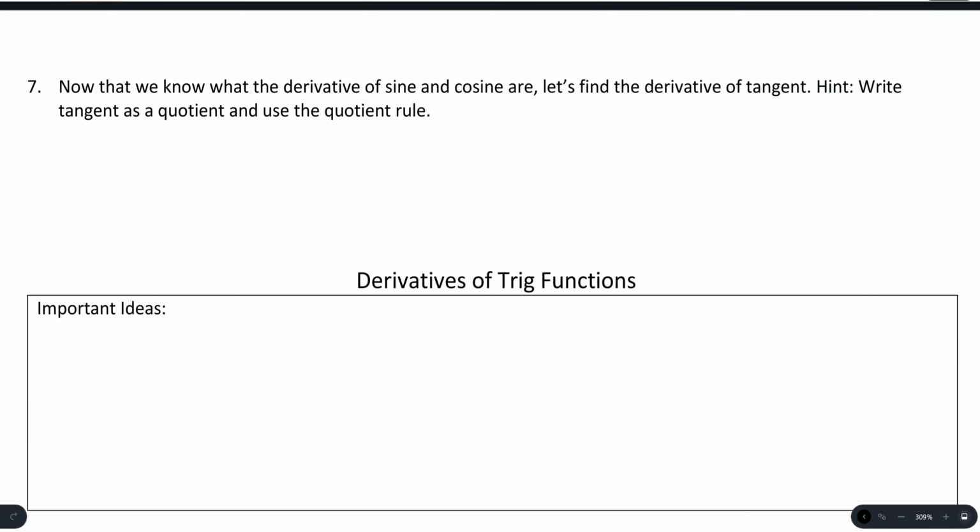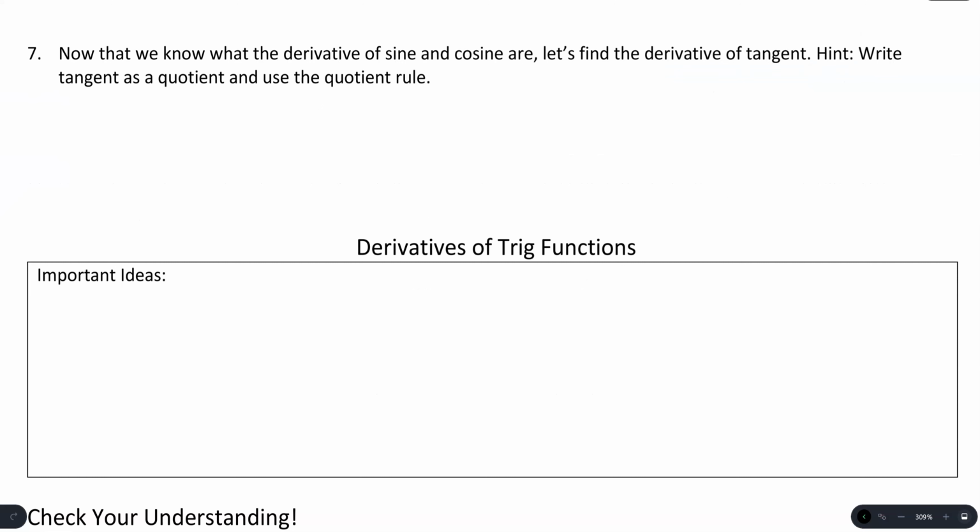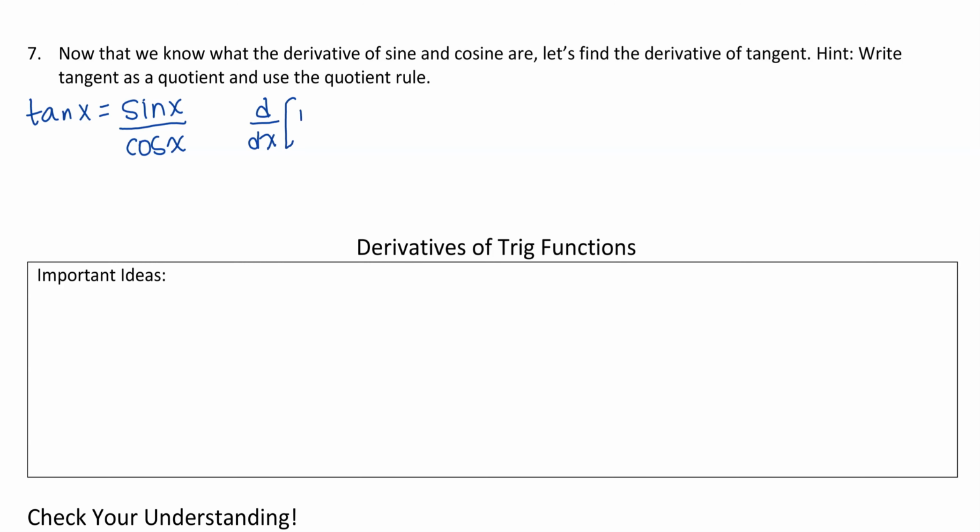Okay, so how can we find the derivative of tangent? Perfecto. Remember, tangent of x is just sine of x over cosine of x. So if I want to take the derivative with respect to x of tangent, what rule can I use here? Quotient rule, yeah? So I'm going to take the bottom, cosine of x, and multiply it times the derivative of the top, which is sine of x.